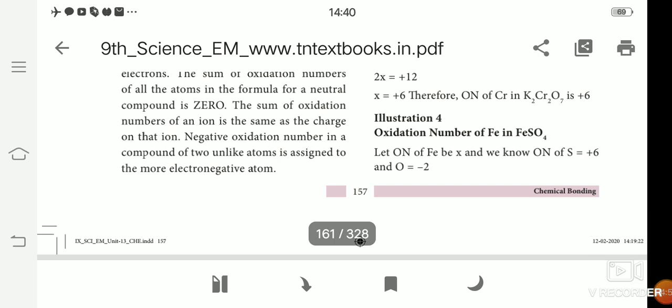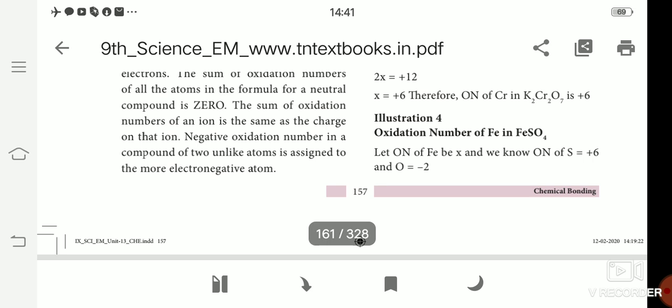Write the formulas. The first is NaF. The second is Na2O. The third is SO4 2 minus. The next one is carbon dioxide, CO2. Then the next one is Cr2O7 2 minus. This is your homework: calculate the oxidation number.